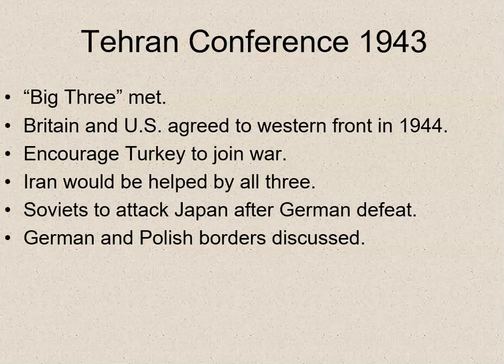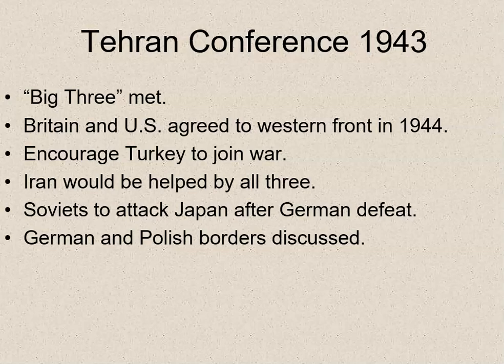Britain and the United States agreed to create a Western Front in 1944, so that would take quite a bit of pressure off of the Soviet Union, which once again, even in 1943, was desperately fighting against the Nazis. They all three agreed to encourage Turkey to join the war. That effort was unsuccessful. Iran would be helped by all three, once again, to stay in the Western Allied alliance and not go over to the Nazis.